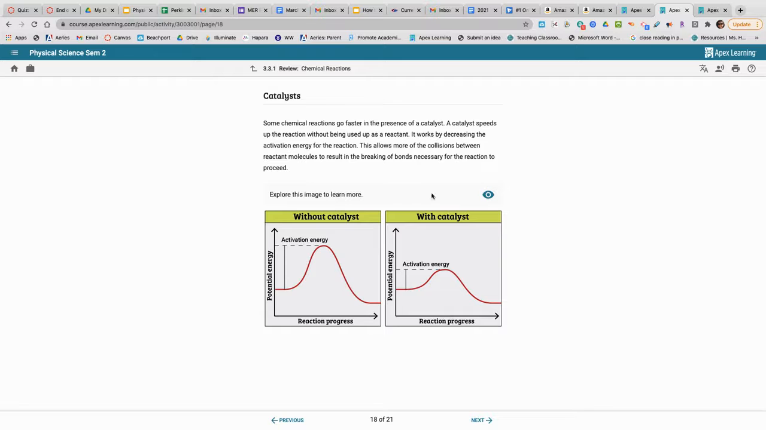Okay, a catalyst is a chemical that you add to a chemical reaction, a separate chemical you add, and all it does is provide an alternate reaction path that lowers the activation energy. So this is without a catalyst, this is with a catalyst. It lowers the activation energy.